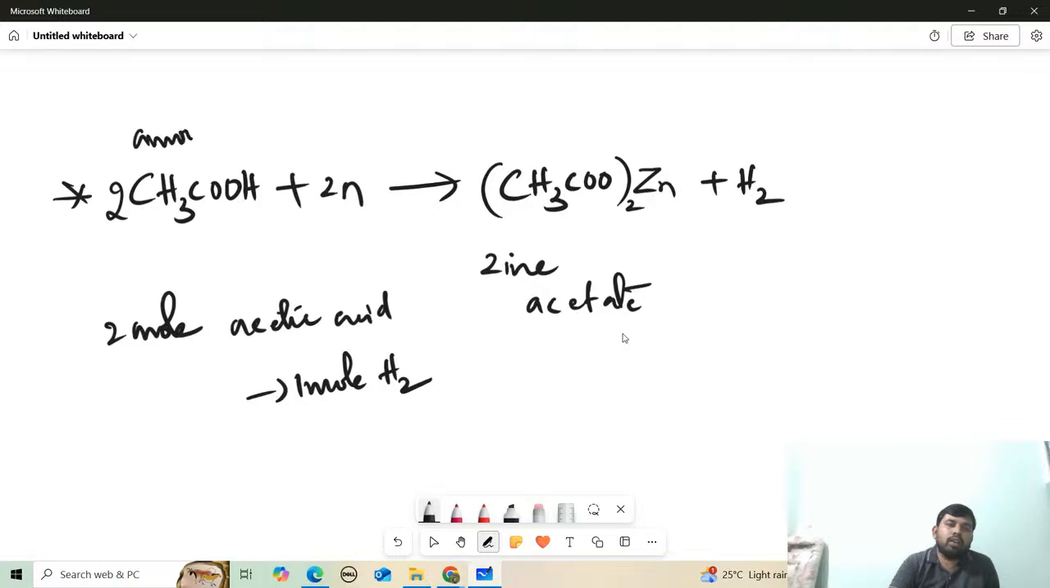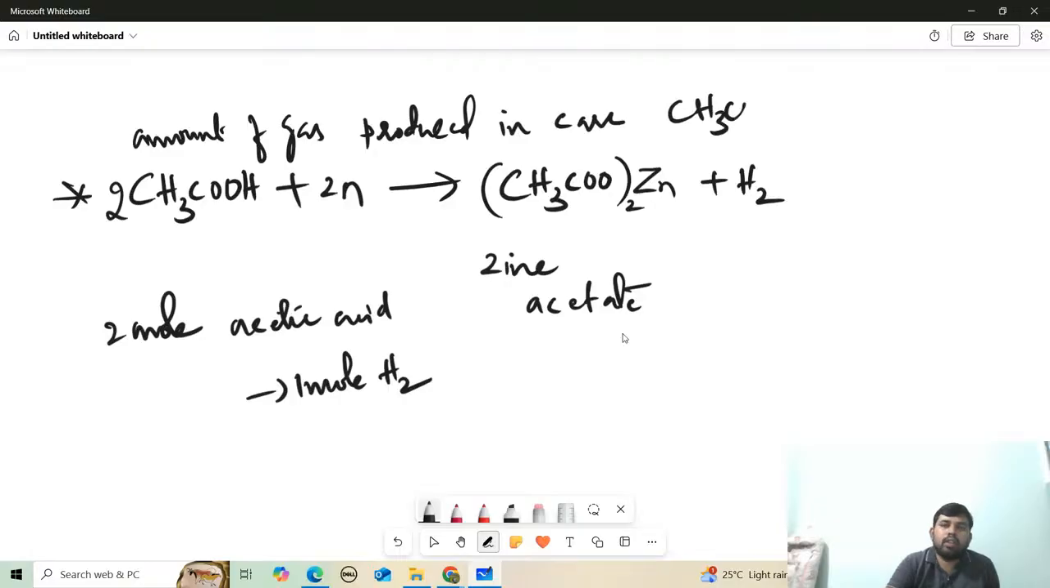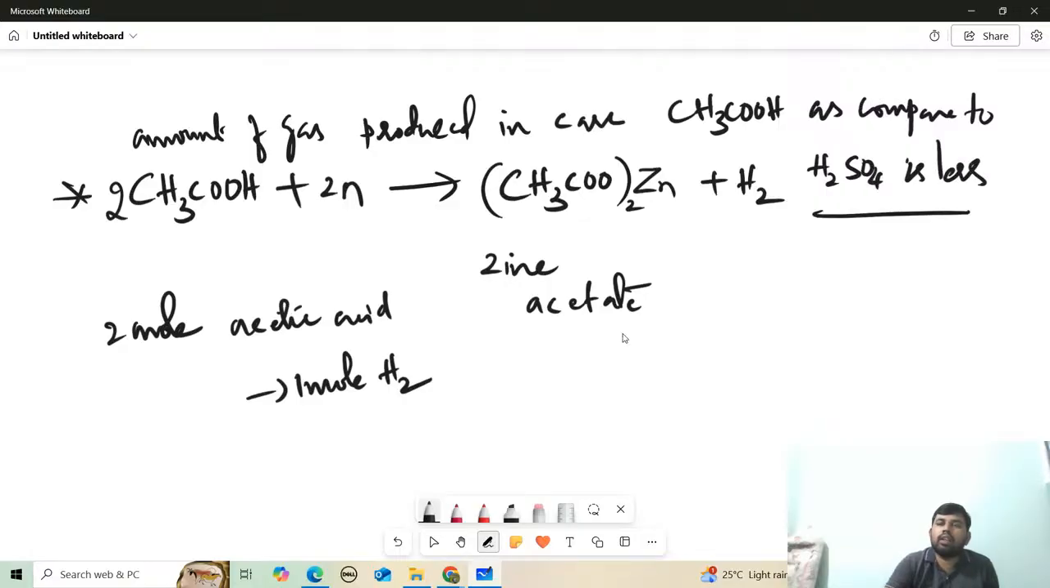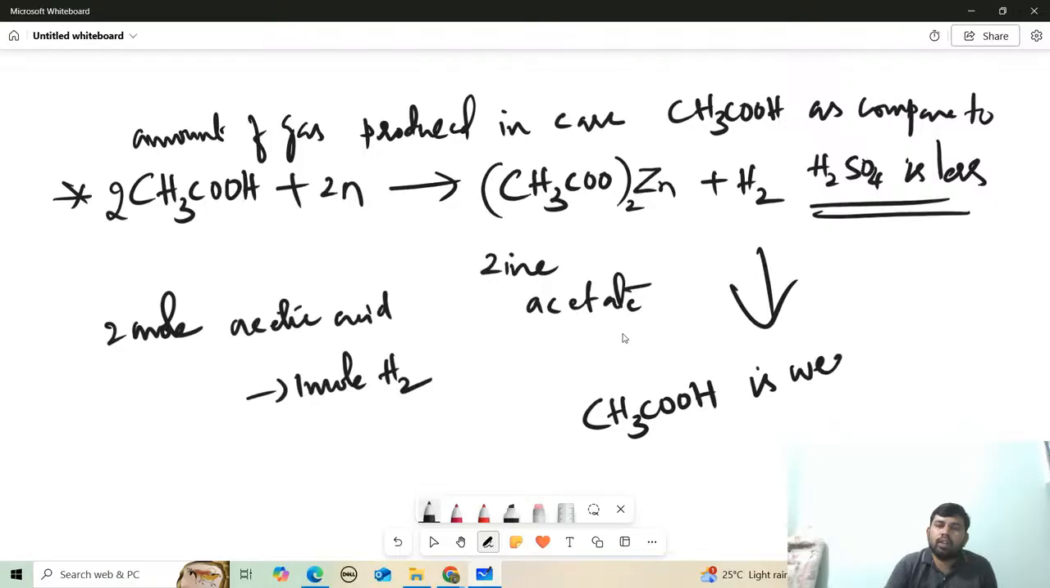One more thing: the amount of gas produced in the case of CH3COOH as compared to H2SO4 is less. Why is it less, sir? Because CH3COOH is a weak acid. What does that mean, sir?